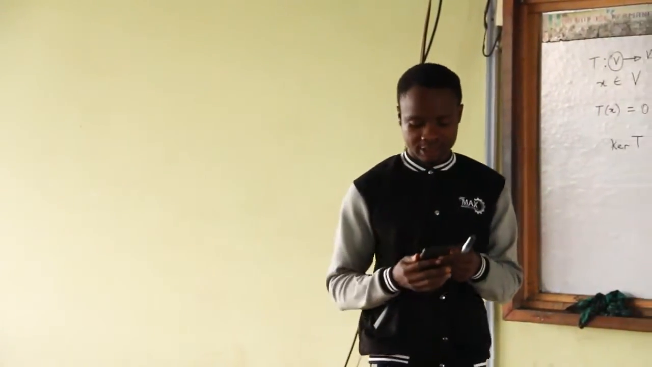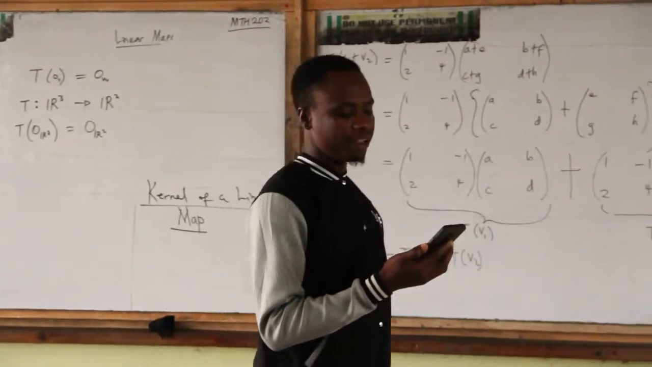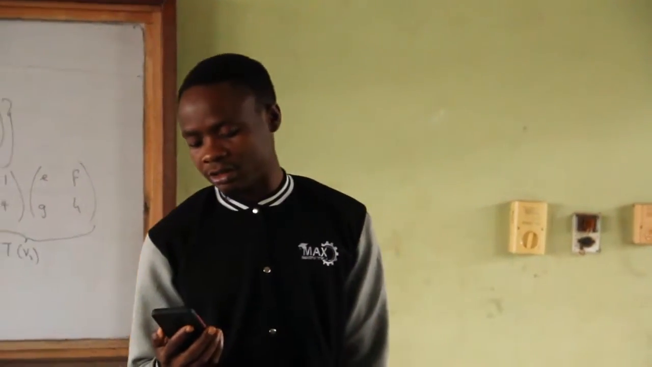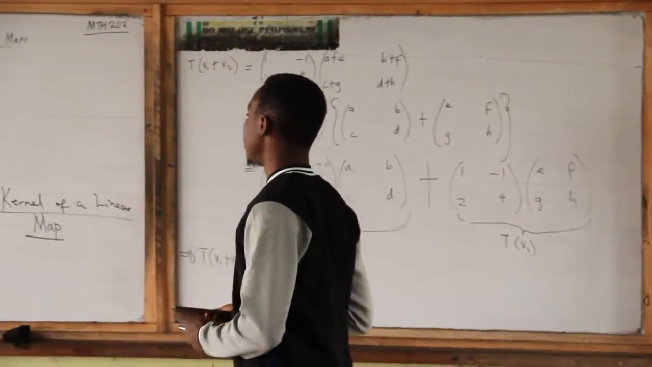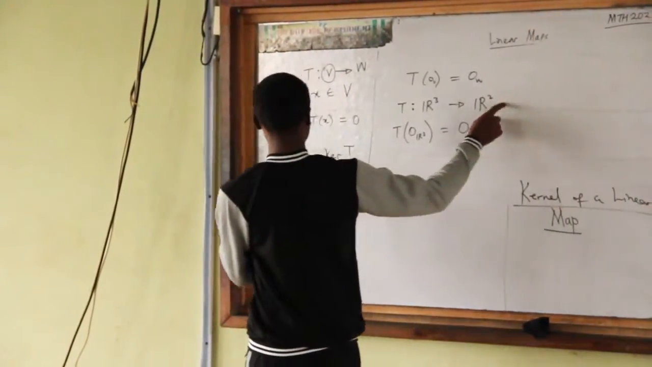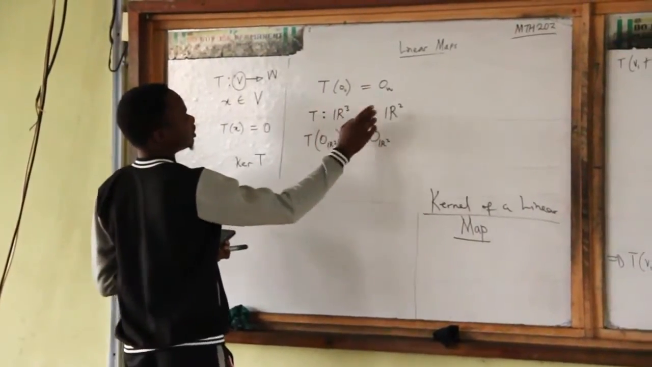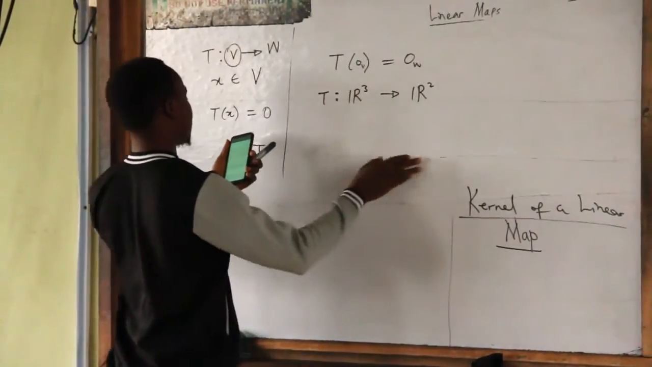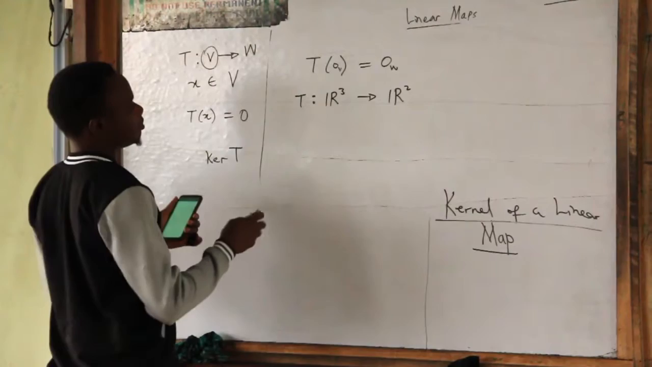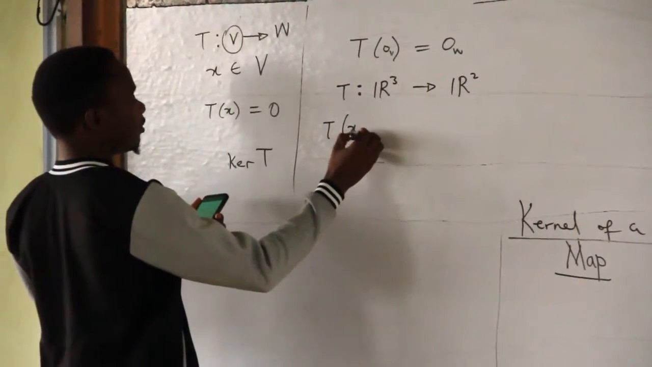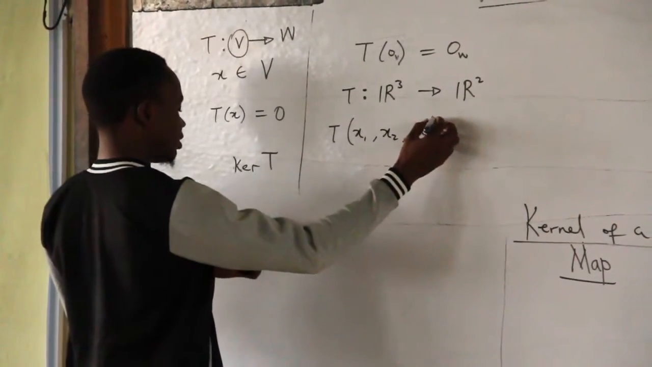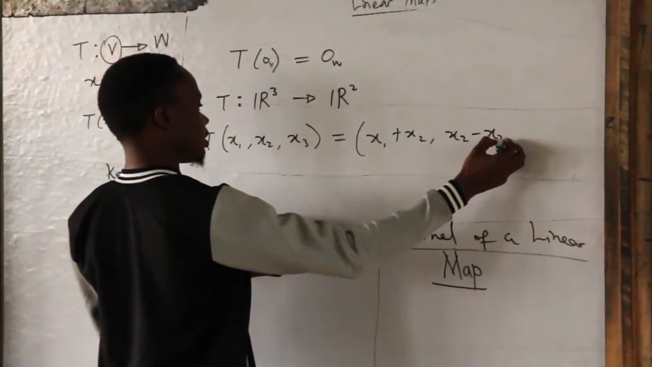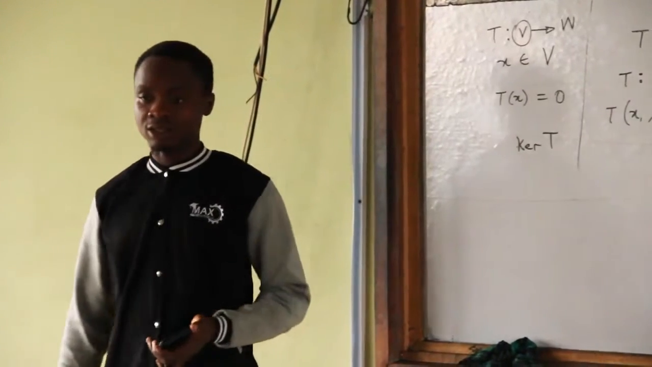Example 1. Please pay attention. Find ker T, where T maps R3 to R2 and is defined by T of x1, x2, x3 equal to x1 plus x2, x2 minus x3. Please pay attention. So that is the definition of the map.